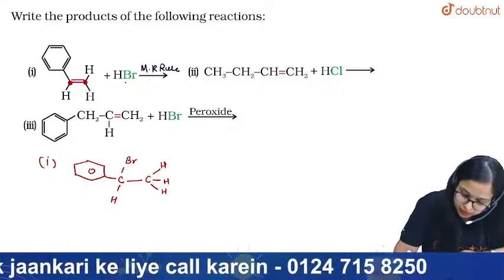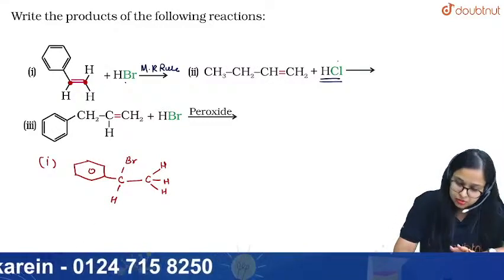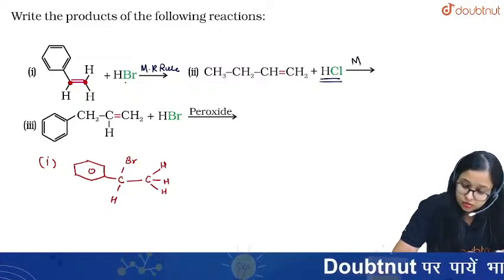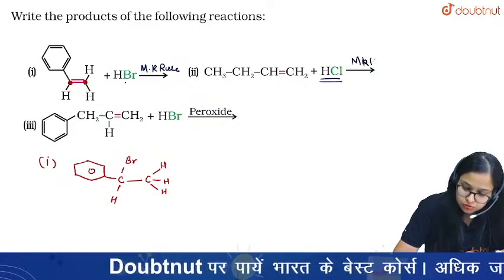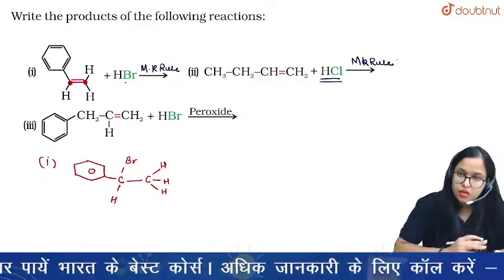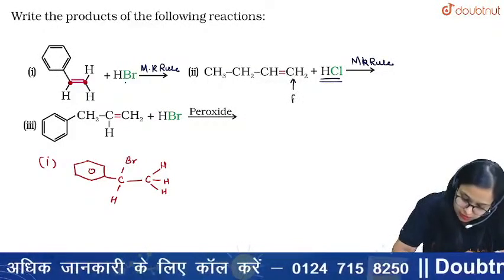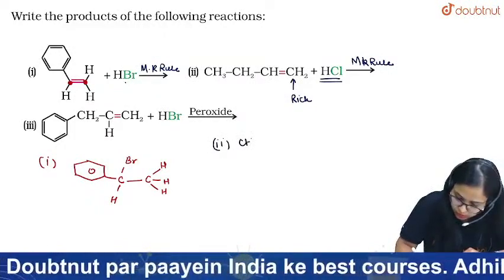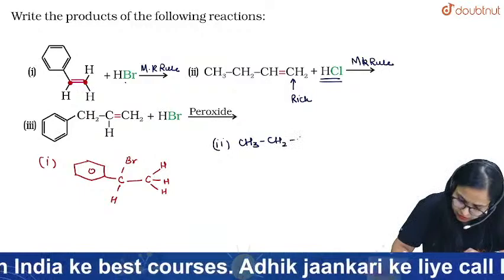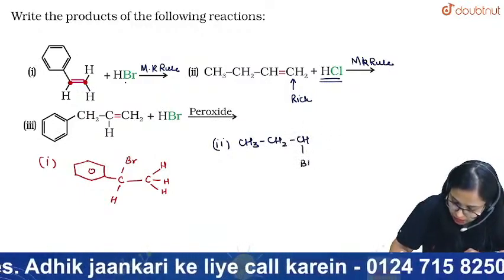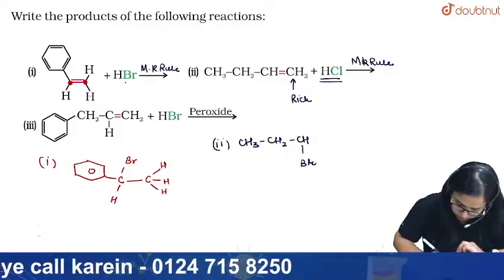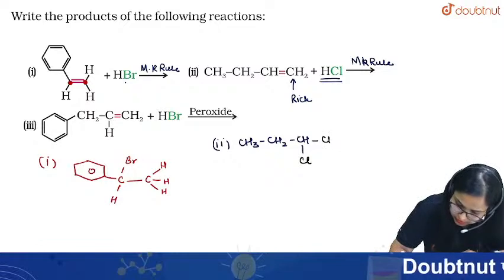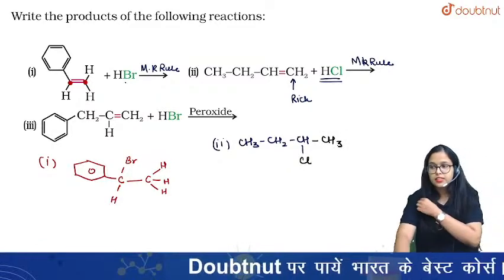Let's move to the second one. HCl is written, nothing else is written. Even if H2O2 was written, you don't have to follow anti-Markovnikov rule. Even if H2O2 is written in presence of HCl, a normal Markovnikov rule will be followed. This is rich, rich becomes richer, so this gets hydrogen. The product obtained in the second part is this. You add Cl, so this has to be Cl, not Br. This is Cl. This is CH3. This is the major product.